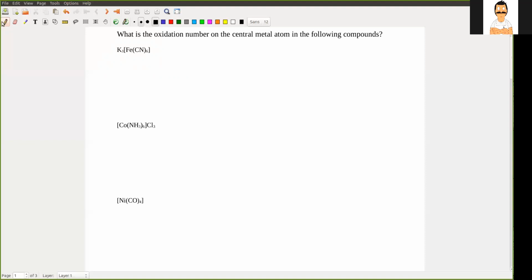Hello, my name is Robert Smith, and I'm with New River Community College, and today we are looking at assigning the oxidative state to a central metal atom on a coordination compound.